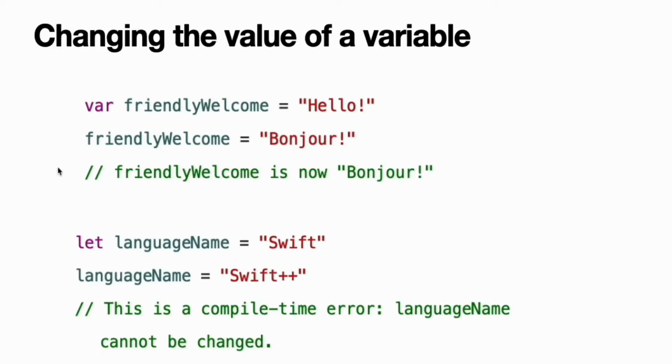You can change the value of an existing variable to another value of a compatible type. In this example, the value of friendlyWelcome is changed from "Hello!" to "Bonjour!". Unlike a variable, the value of a constant cannot be changed after it is set. Attempting to do so is reported as an error when your code is compiled.